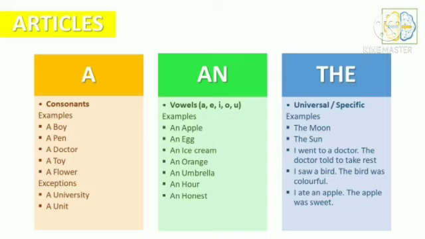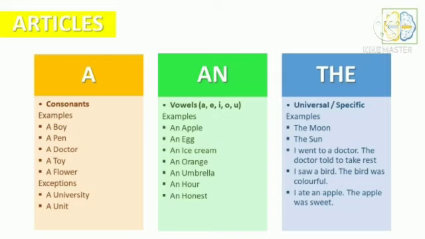Friends, now what are these articles? The demonstrative adjectives a, an, and the are called articles. So that means in articles we have three things: article a, article an, and article the. And within these three articles, the is a definite article, and the articles a and an are the indefinite articles. Now, what is the difference between these?